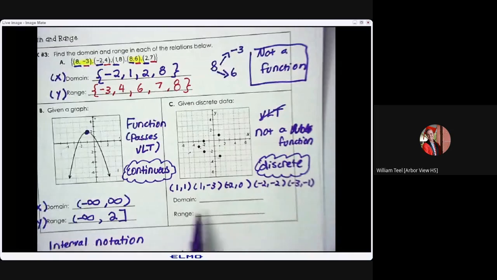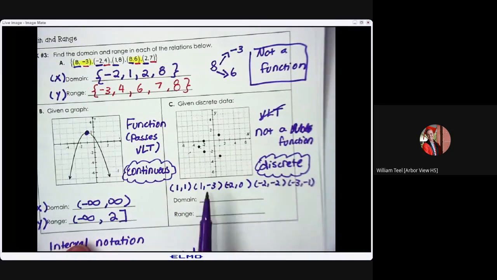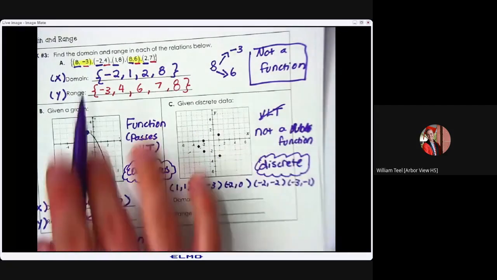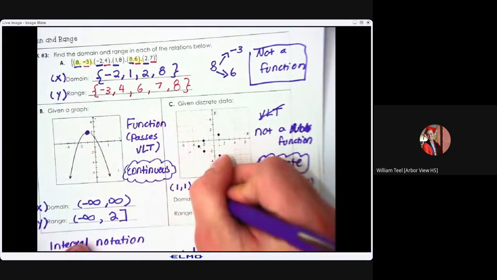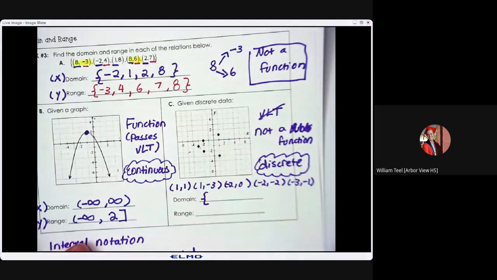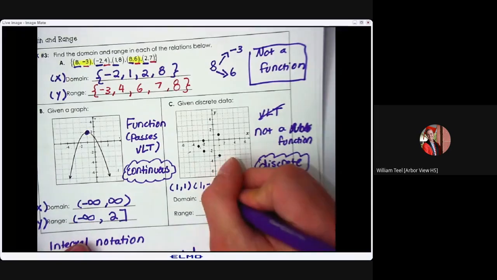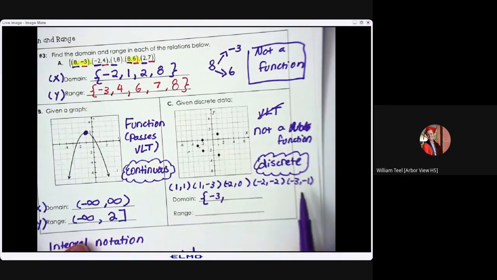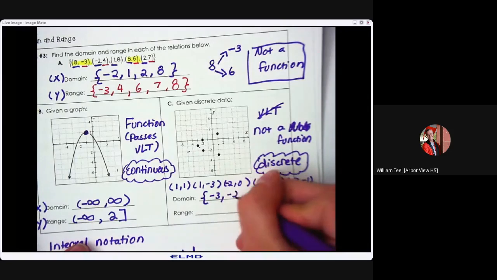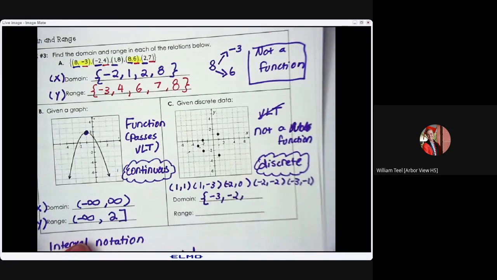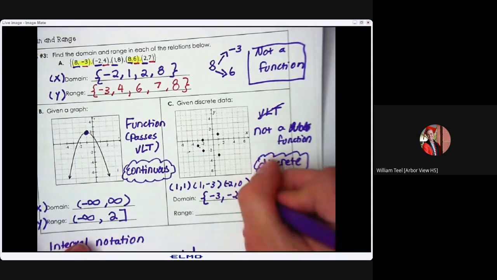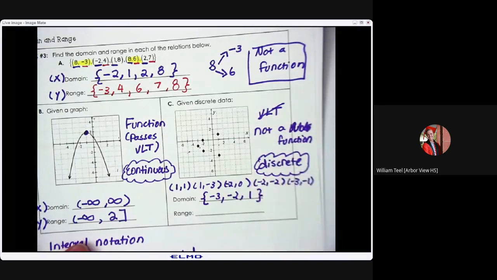So the domain is going to be all of the possible x values of that function, or inputs. So I'm going to go ahead and do what I did above in example number 3, and I'm going to include the set of all of those numbers. So all of my x values, let's go ahead and look for my smallest one. My smallest x value is -3, so that's going to go first. Then my next smallest is -2. I'm only including those once, even though they're repeated. And my last one is 1. So these are all of the possibilities that I have for x values.